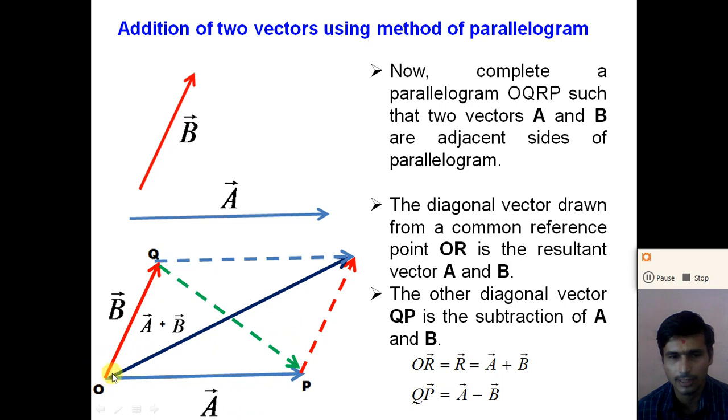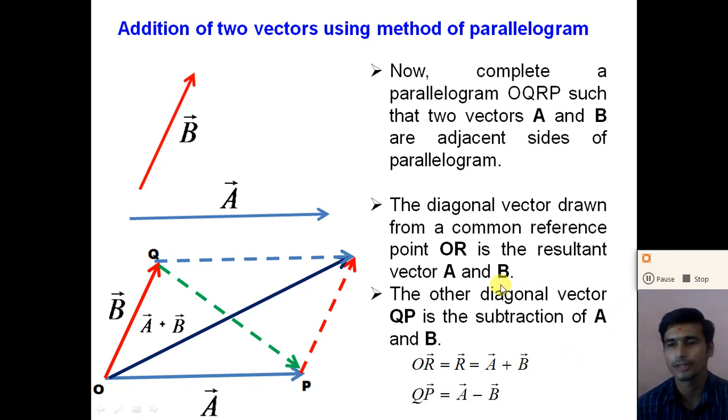So this diagonal drawn from the common point O gives the addition of the vector A and the vector B, and the other diagonal QP gives the subtraction of the vector A and the vector B. So here we can write like this, vector OR, or we can say that the resultant vector R is equal to A plus B, and vector QP is the vector obtained by the subtraction of the two vectors A and B. So here this diagonal from the common reference point is the addition of the vector A and vector B, and the other diagonal of the parallelogram QP is the subtraction of the vector A and vector B, right?